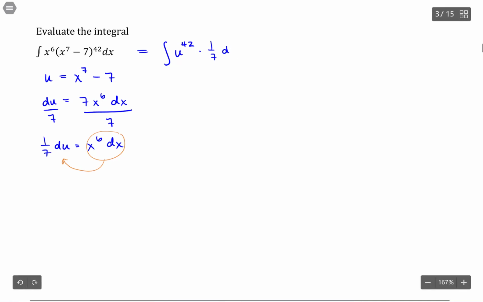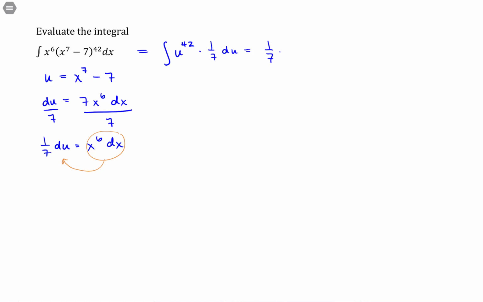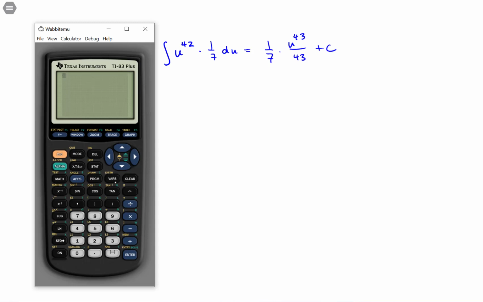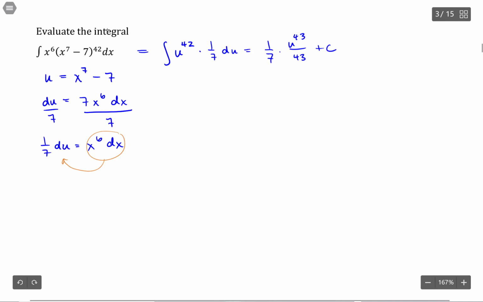Now, the integral here is just the power rule that's remaining. I have my 1/7 on the outside of the integral, and then I integrate u to the 42nd power, which would be u to the 43rd divided by 43, because I add 1 to the exponent and divide by the new exponent. I don't particularly know my 43rds, so let me grab the calculator to multiply that. So 7 times 43 is 301. So that's going to be 1 over 301.